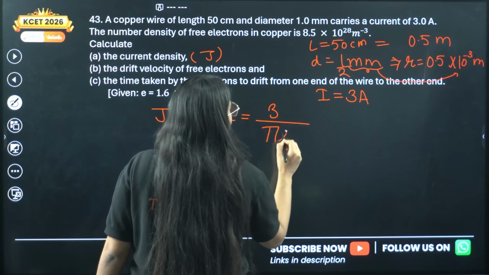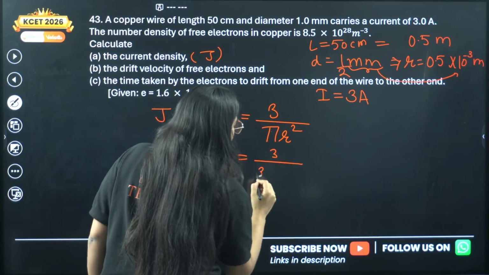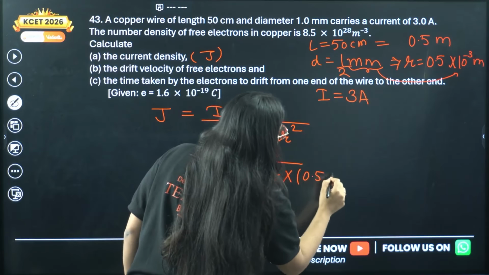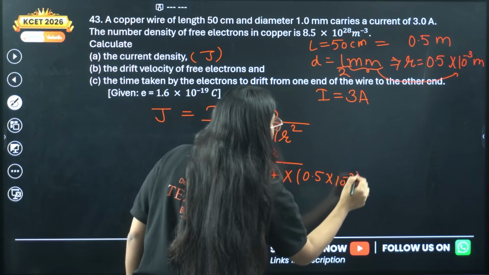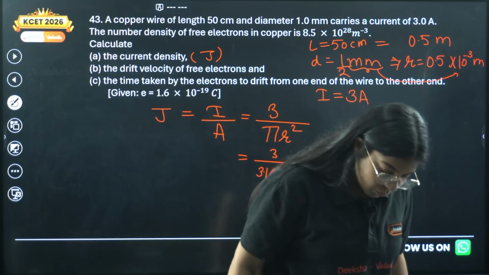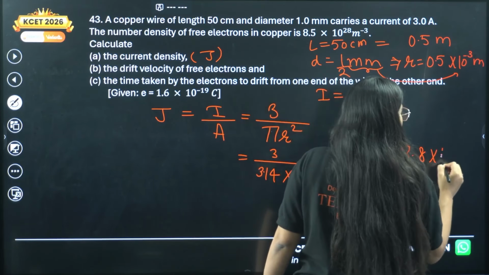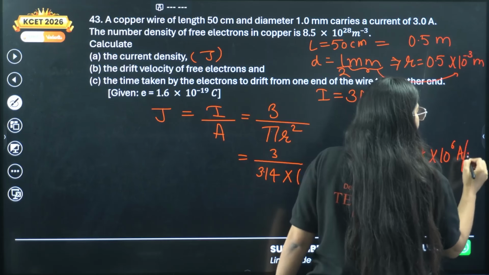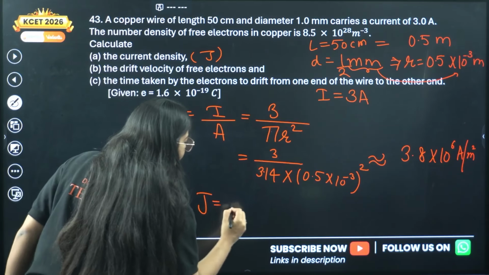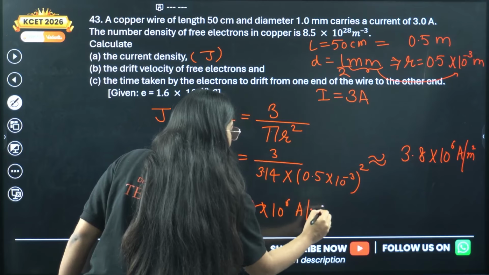Area will be pi r square because it's a wire. Now J will be 3 divided by 3.14 into r square, which is 0.5 into 10 raised to power minus 3 square, and this calculation you can easily do. It will come out to be nearly 3.8 into 10 raised to power 6 ampere per meter square. This is my J.